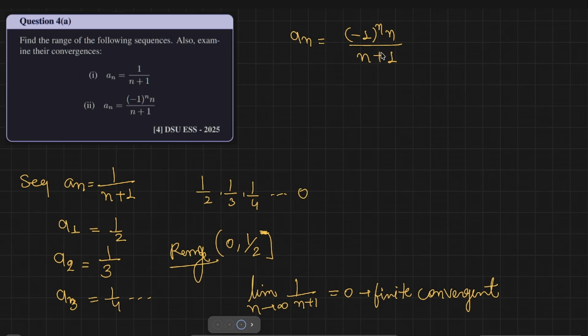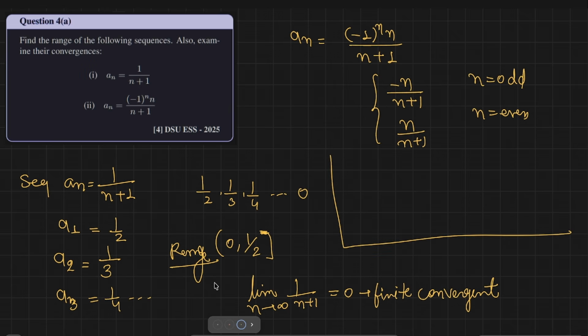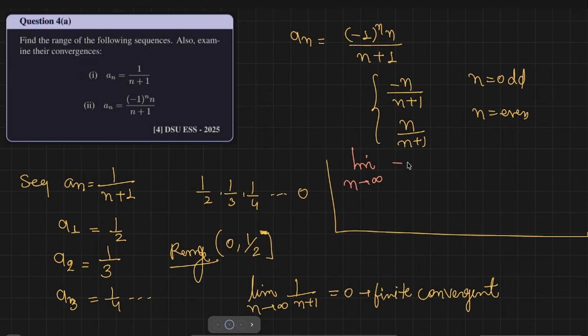Okay, now an is equal to minus 1 power n times n upon n plus 1. Now here you have to check whether it is bounded or not. For that you have to take two cases: n is odd and n is even. If n is odd, then it is minus n upon n plus 1. If it is even, then it is n upon n plus 1. Now take the limit of both the cases. To take the limit as n tends to infinity, I can write minus n upon n times 1 plus 1 by n, taking n common. So this will be minus 1. If I take the limit of the second term, that is going to be 1 upon, taking n common, 1 plus 1 by n.